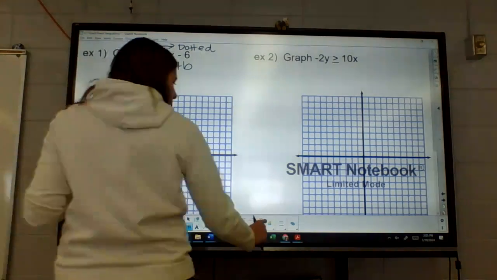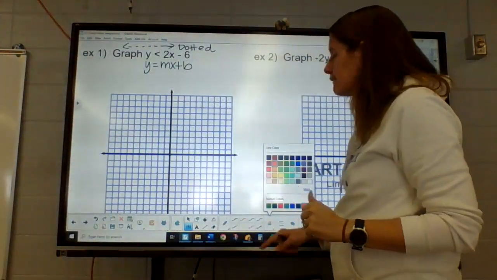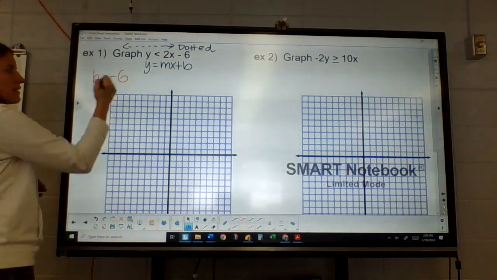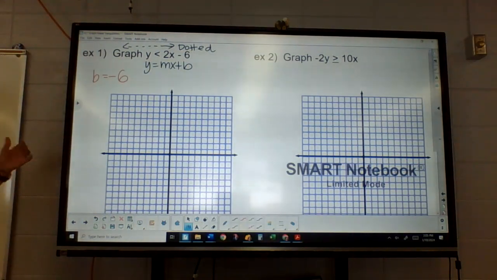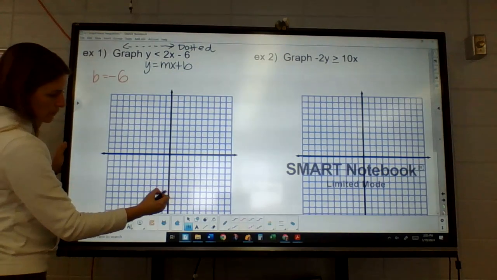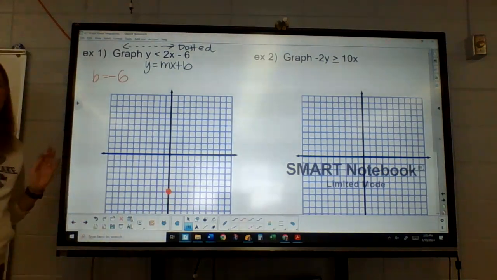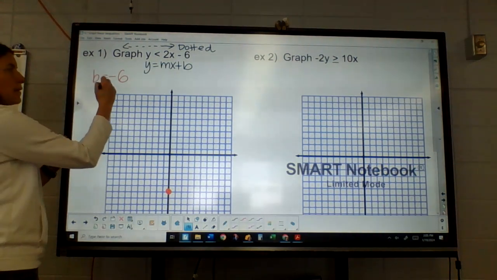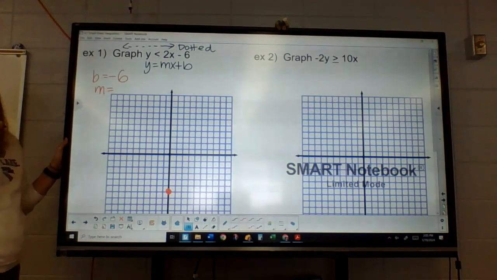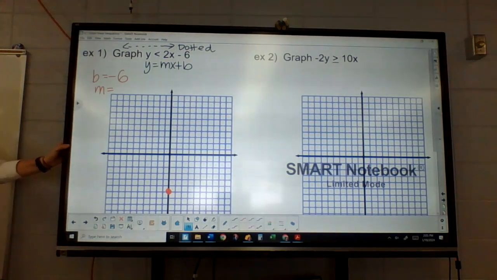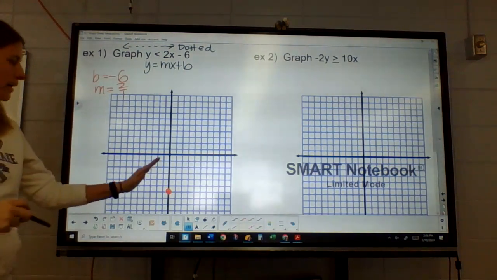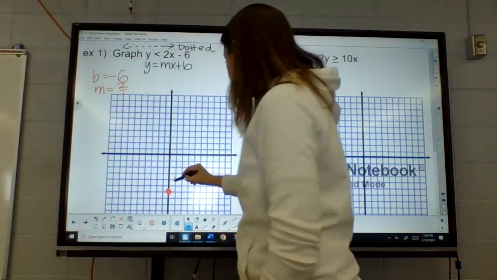Where does this graph begin? It's going to begin at -6. So our b is -6. That's our beginning point on our y-axis. So I'm going to put a dot at -6. Then my slope, my m is, what's m? 2. So I'm going to put this 2 over 1. So I'm going to go up 2 and over 1.